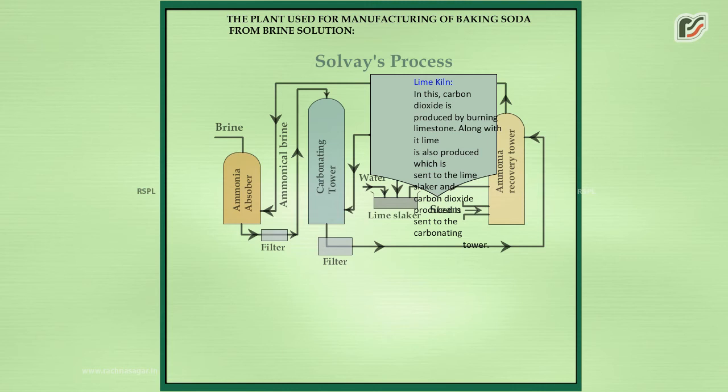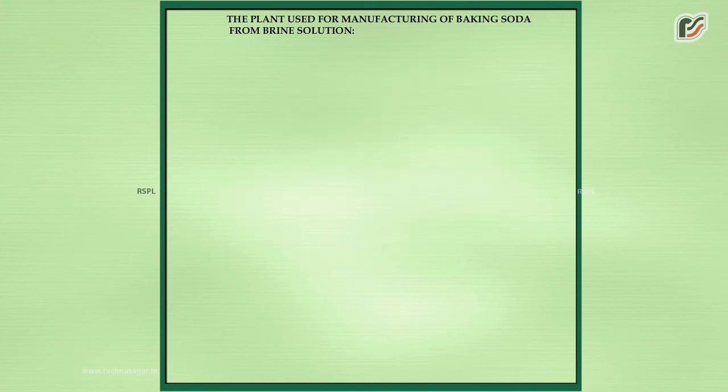Lime kiln. In this, carbon dioxide is produced by burning limestone. Along with it, lime is also produced, which is sent to the lime slacker, and carbon dioxide produced is sent to the carbonating tower.